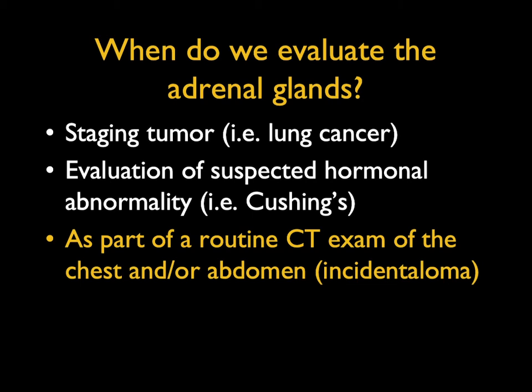It could be tumor staging like lung cancer or melanoma. It could be a suspected hormonal abnormality. Think of Cushing's, think of hypertension, and you're worrying about a hyperaldosteronoma, or you're worrying about a pheochromocytoma. But the truth is, most of the time we see the adrenal because it's there. Basically, every abdomen and basically every chest, we look at the adrenal gland.